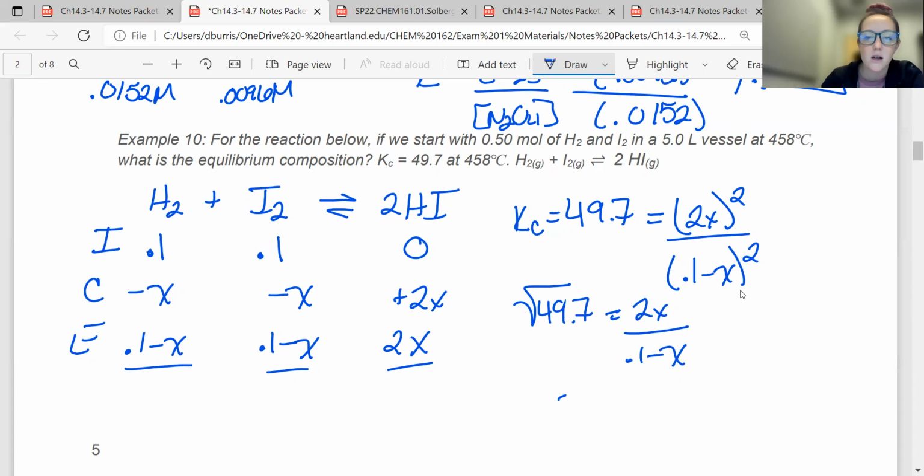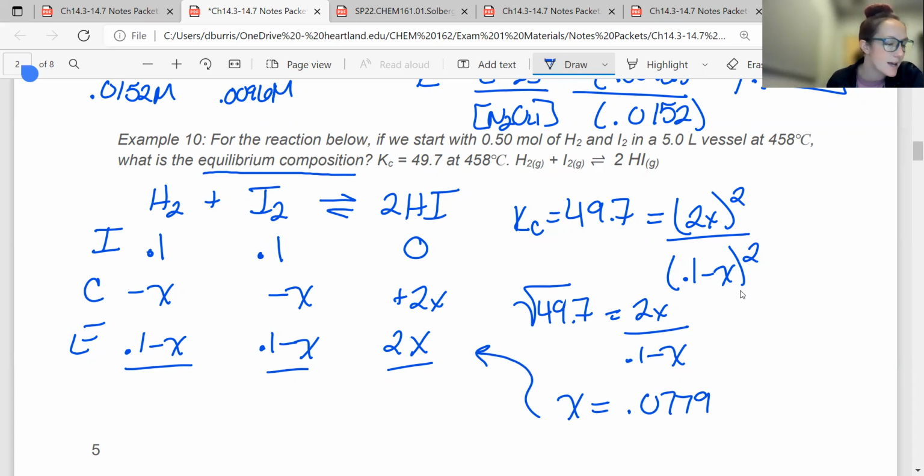And then you can use your solver on your calculator if you want to, or you can do all the algebra by hand. You should get that x is 0.0779. All right, so what are we even trying to find here? It says, what is the equilibrium composition? That means, what are each of the equilibrium concentrations?